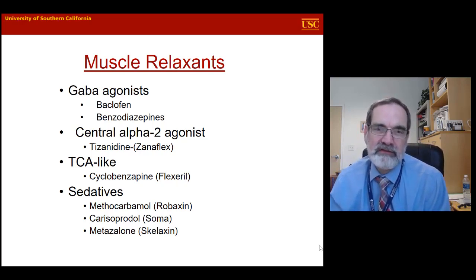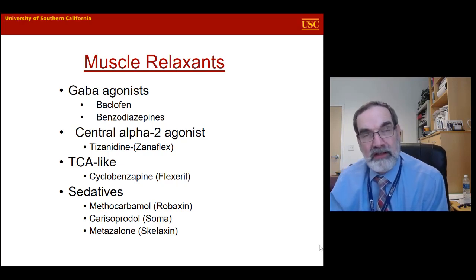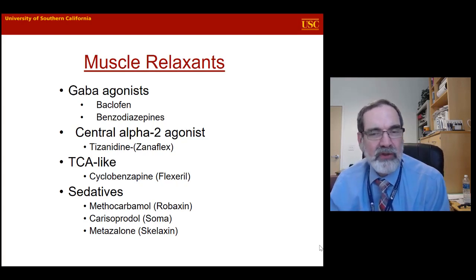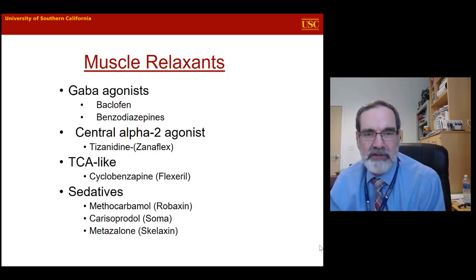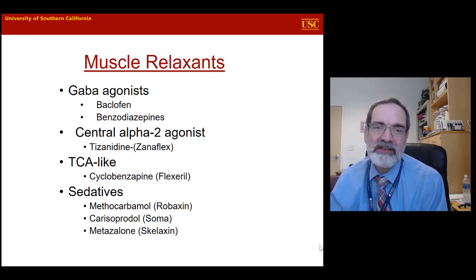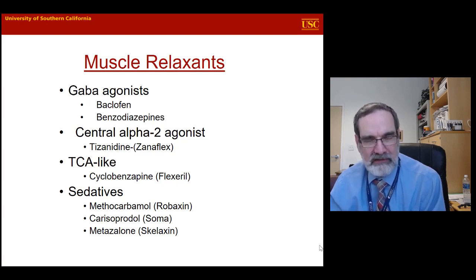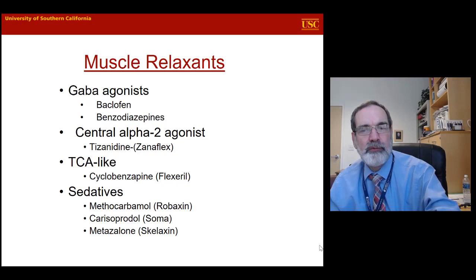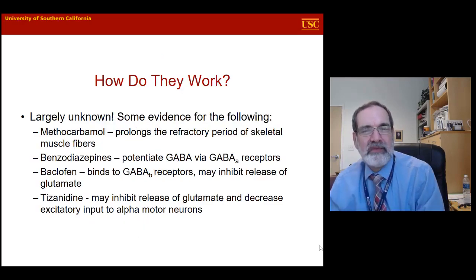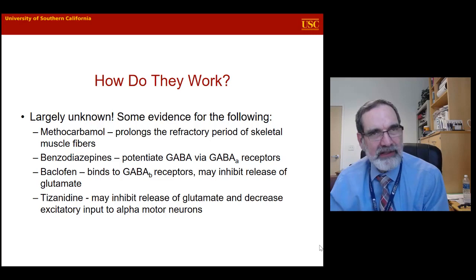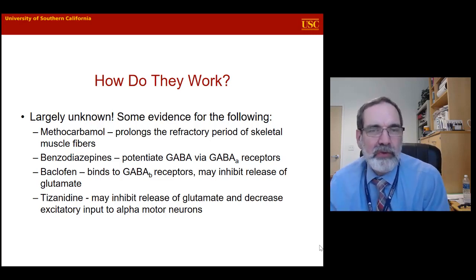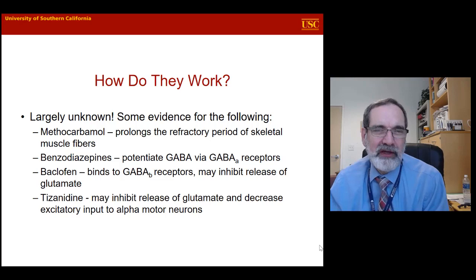Sedative medications. A lot of the muscle relaxants are somewhat sedating: methocarbamol or Robaxin, carisoprodol is Soma, and metaxalone is Skelaxin. All three of these medications can be sedating, and these are all pretty common muscle relaxants. So overall, even though we categorize them as I just showed you, we really don't have a lot of information on how they work.